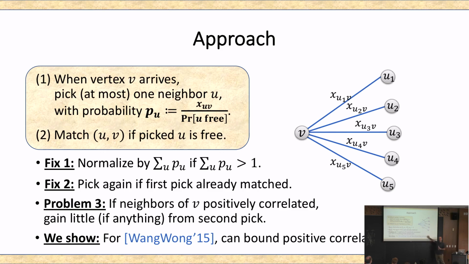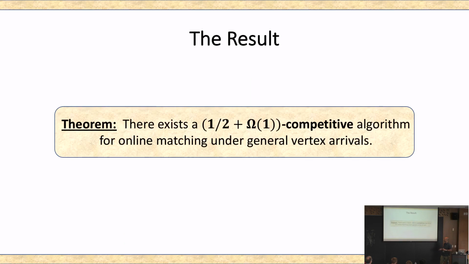Okay, other questions? Okay, so putting all of this together and some more, we get the following result. There exists a 1/2 plus constant competitive algorithm for online matching under general vertex arrivals.